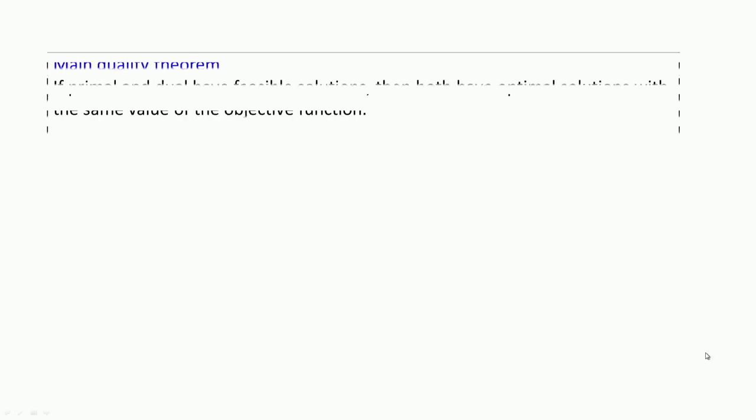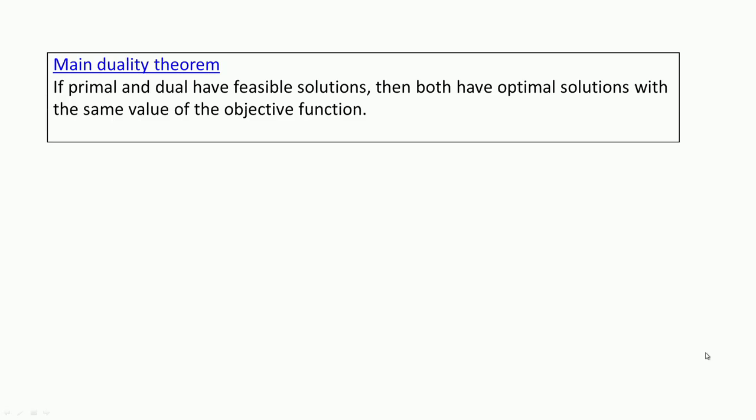Now, we move on to the main duality theorem, which says that if the primal and dual have feasible solutions independently, both of them have feasible solutions, then both will have optimum solutions with the same value of the objective function. Now, we need to understand this with respect to the optimality criterion theorem.